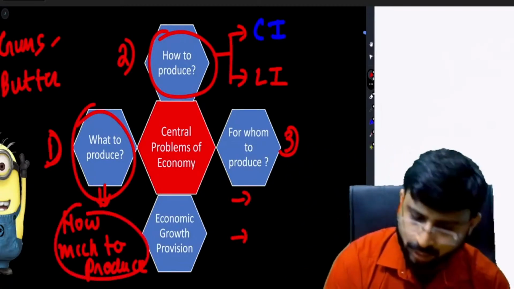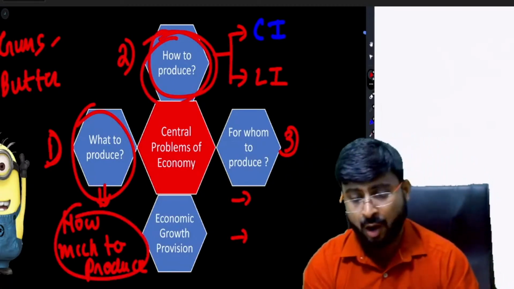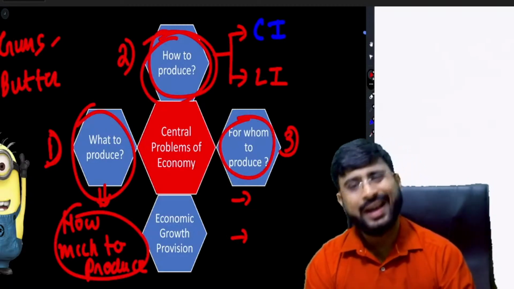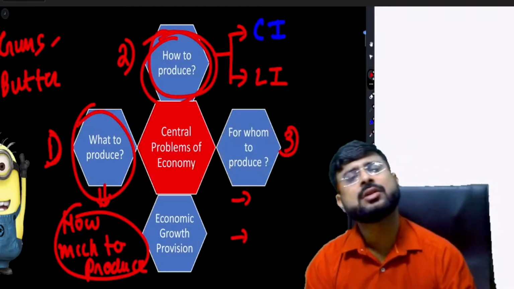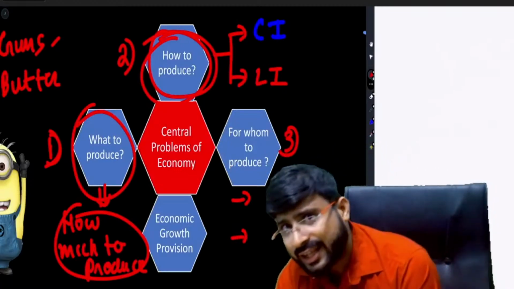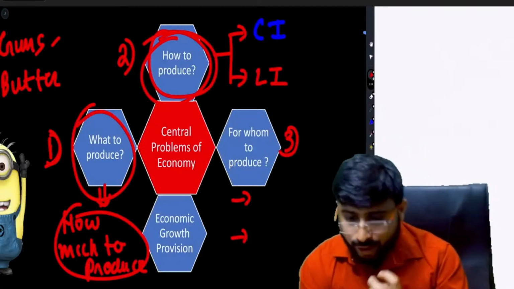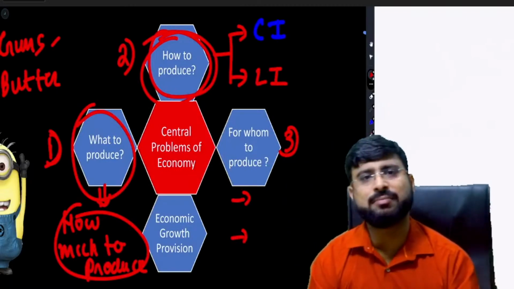What to produce, I know. How to produce, I know. For whom to produce means, who will get the product that I have manufactured? Who will be the beneficiary of the product that I have manufactured?